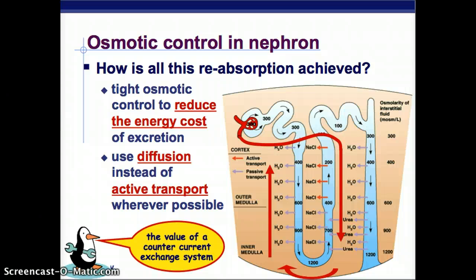All right, so how is all this reabsorption achieved? Well, that is this osmotic control. We have a tight osmotic control to reduce the energy cost of excretion. We use diffusion instead of active transport wherever possible. So we've got that countercurrent exchange system. This is running up where the capillaries are running down. And so we're going to have this exchange system between the two.